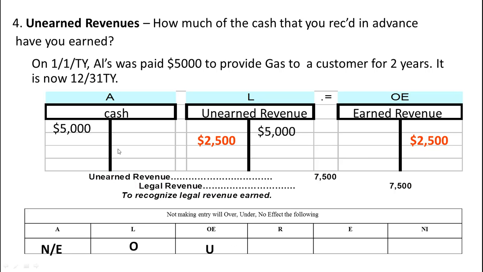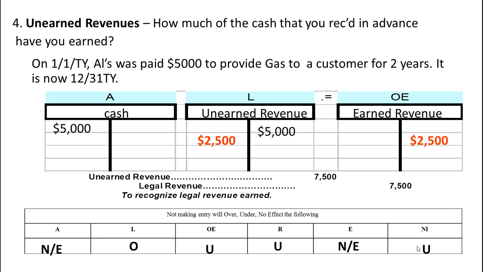And if we don't make this adjusting entry, then revenues will be understated because we'll put the $2,500 in there. And then expenses. Well, this adjusting entry doesn't affect any expenses, so it will have no effect on expenses. And if revenues are understated and expenses are not affected, then net income will be understated.